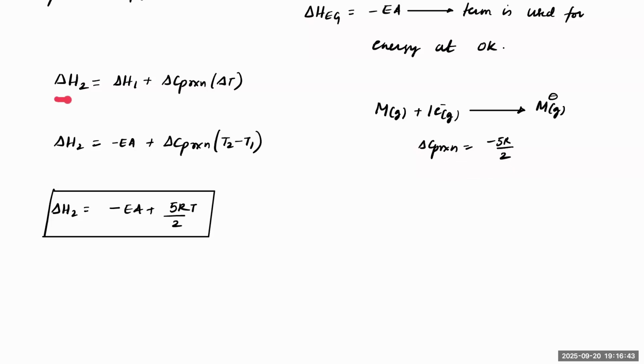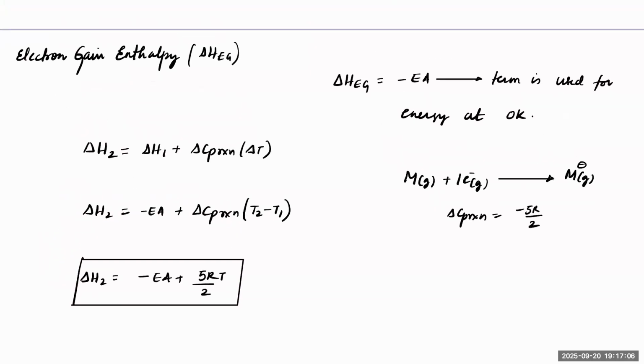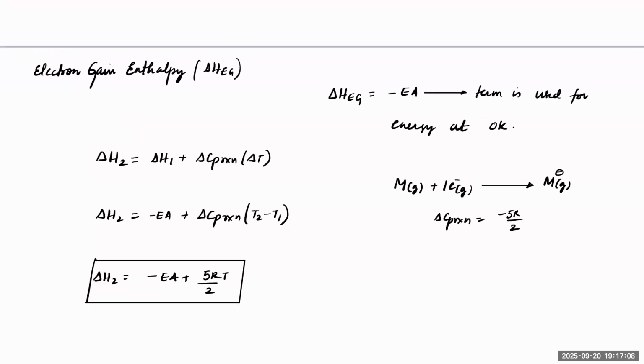And now you notice that delta H2 is equal to delta H1 plus delta Cp into delta T. And now this delta H1 is equal to minus EA plus delta Cp of the reaction into T2 minus T1. So therefore delta H2 is equal to minus EA minus 5RT by 2. Got it? Everybody understood how we use that as an application here?